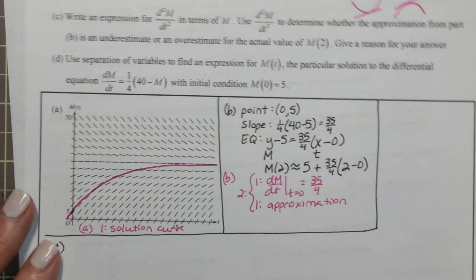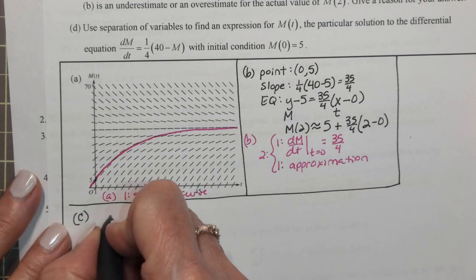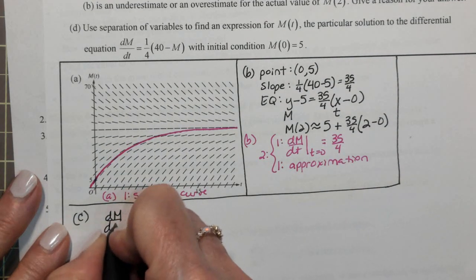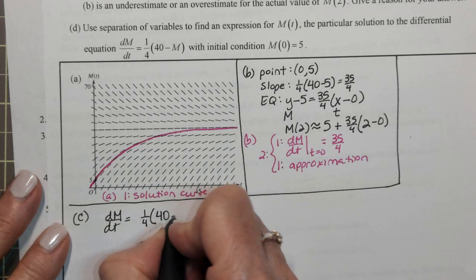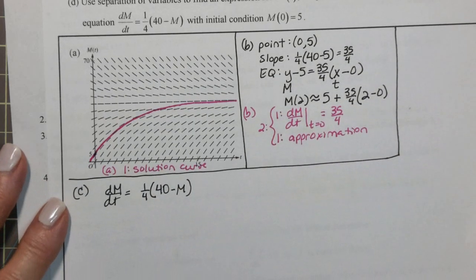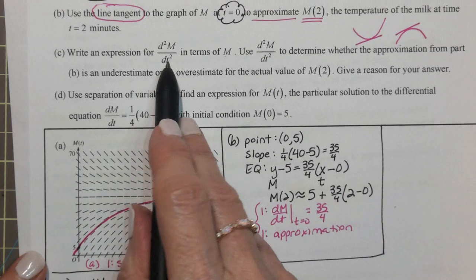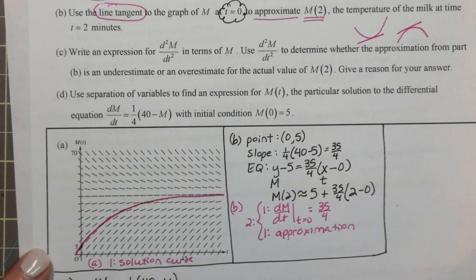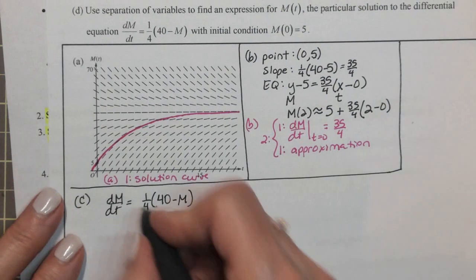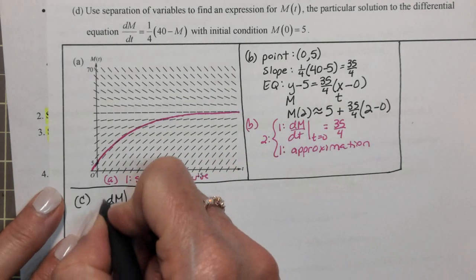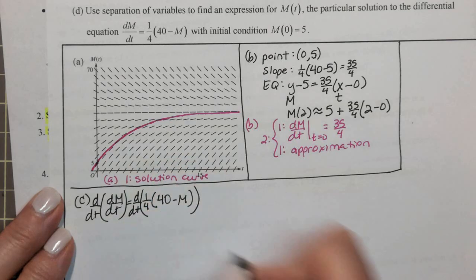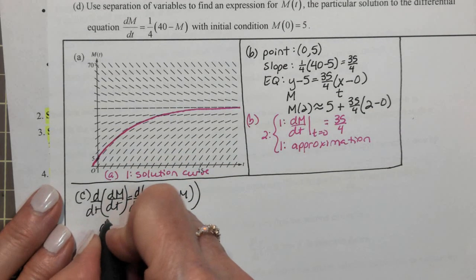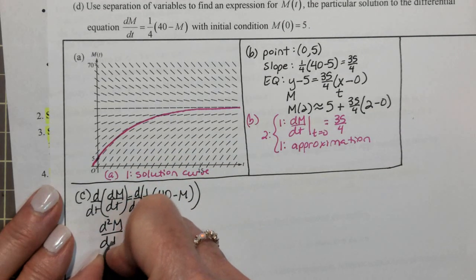Okay, so dm dt is equal to 1/4 (40 minus m). We want to find the second derivative. They tell us to find the second derivative in terms of m. So we are going to take the derivative of both sides with respect to t. That will give us the second derivative.